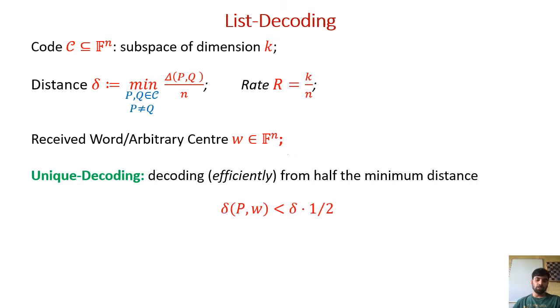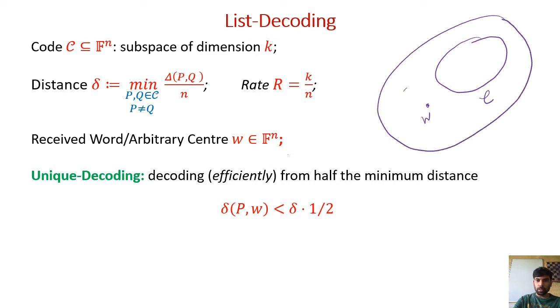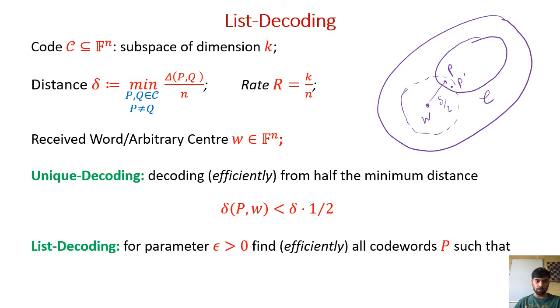And what is the question of unique decoding? The question of unique decoding says that given a received word w, can you find all code words in script C such that they are within a ball of delta by 2 around w? Of course, there can only be one such code word, because if there are two such code words, let's say p is a code word and p prime is another code word which both happen to be close to w, then the distance between p and p prime is even smaller than delta, which is a contradiction.